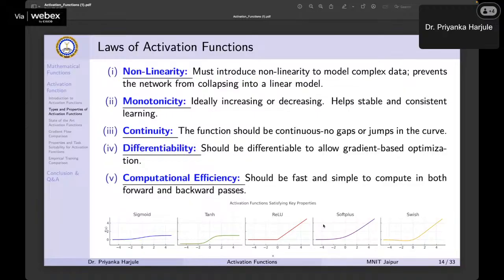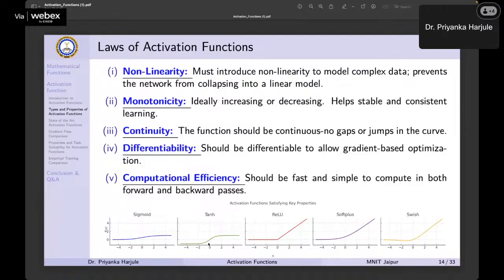We also want the function to be zero centered. A function is zero centered if its output is distributed around zero. So here you can see the tan hyperbolic function. This is zero centered. Why? Because its output is distributed around zero. That is, it produces both positive and negative values, roughly balanced around zero.